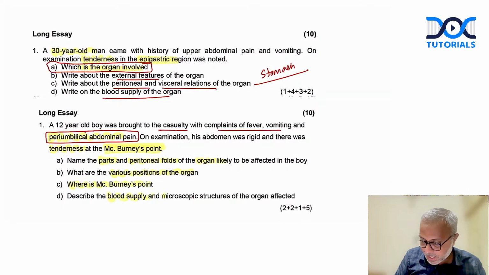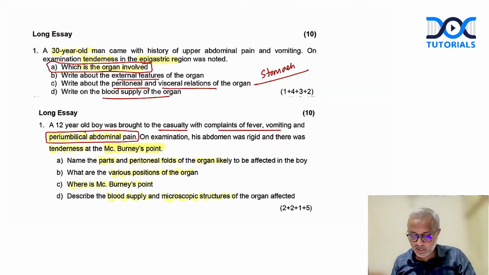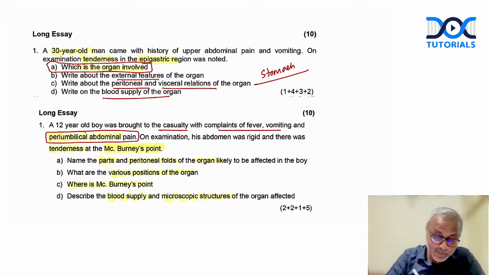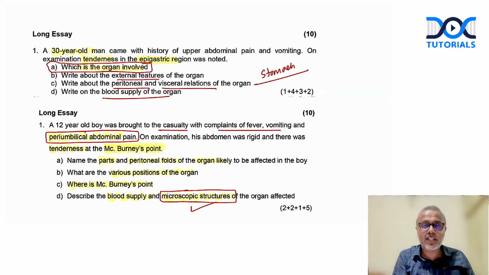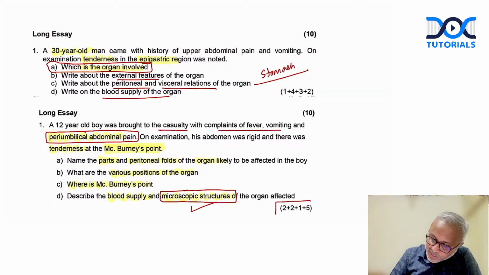Describe the blood supply and microscopic structure of the organ affected. So remember here, as I said, vermiform appendix is likely to be a 5-marker question. But what they have done here is they have clubbed it with histology. This is how the abdominal organ questions are often asked, either development or they will ask you about the histology, right?